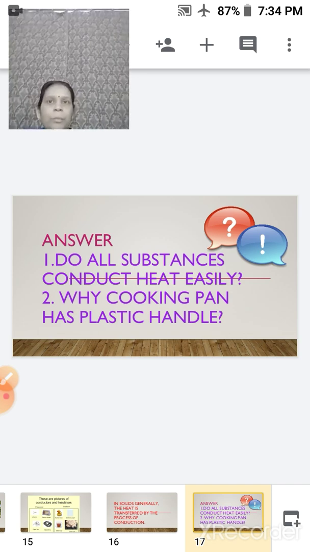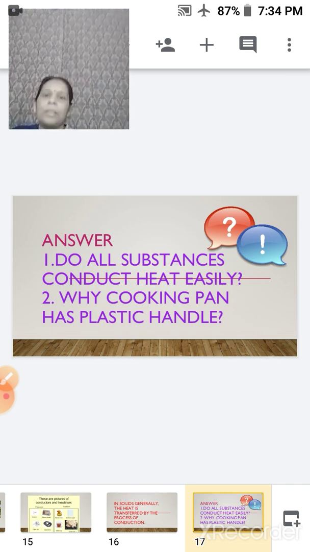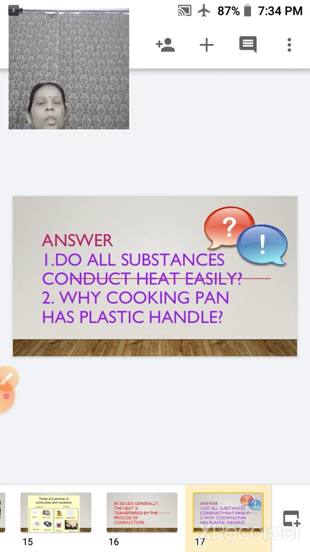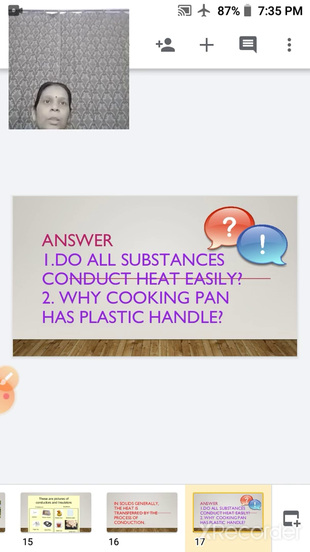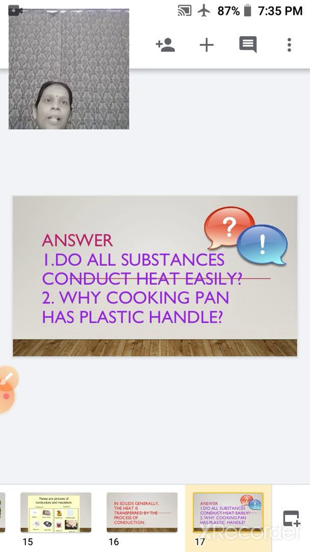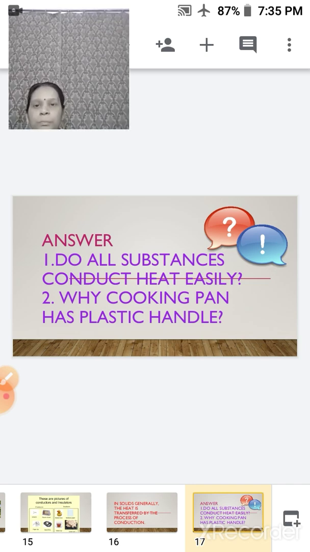Apart from that, as I told you, the pan has a handle which is made up of plastic, or sometimes it is made up of wood, because they are poor conductors of heat, and here the transfer of heat does not take place. So your hand doesn't feel warm, it doesn't feel hot.